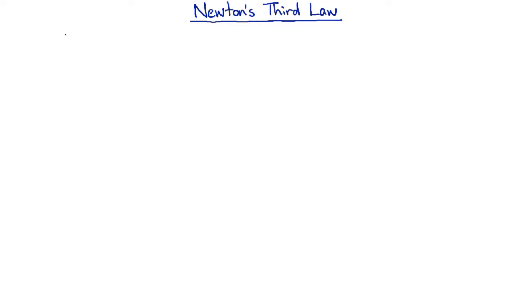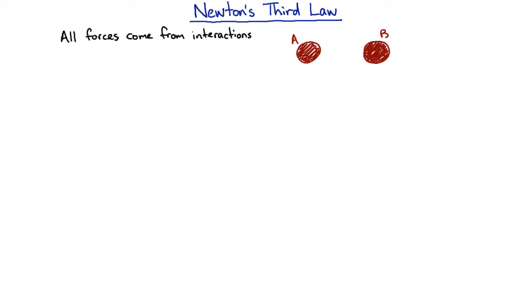Fundamentally, all forces come from interactions. So a force arises where you have something, here I have something A, and something else, B, and they have some kind of interaction. Now we only know of a few fundamental kinds of interactions. We know about gravity, we know about electromagnetism, we know about the nuclear strong force and the nuclear weak force. But all forces, no matter where they come from, all follow Newton's third law.